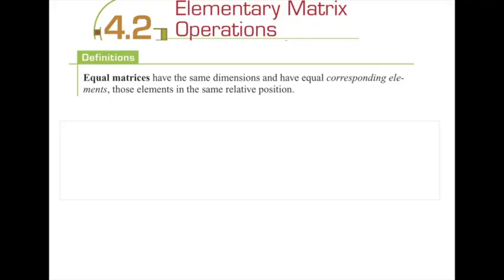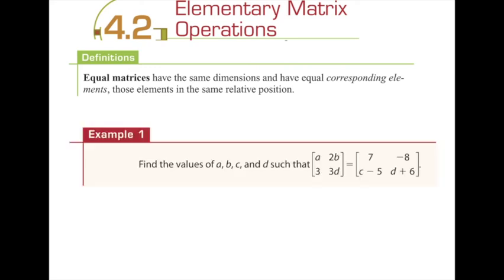All right. Equal matrices have the same dimensions and have equal corresponding elements. Those are elements in the same relative position. So if you have two matrices that are equal, then every single piece of the matrix is also equal, meaning every element that corresponds to the element in the other matrix is equal. This is one of the ways that you're going to solve equations with matrices, is something like this.